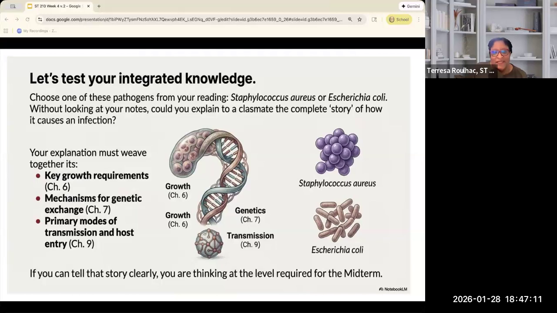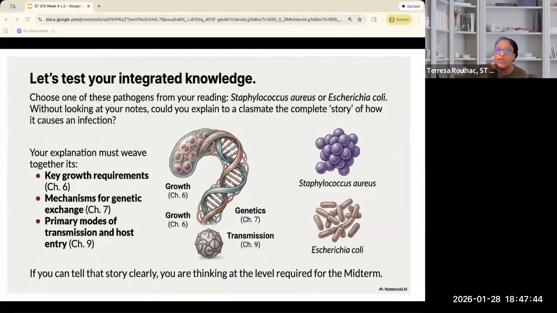All right. We know that the midterm is coming up. This is just a self check. Do not stress out. I want you to choose one organism from your reading, either Staphylococcus aureus or E. coli. Without looking at your notes, this is all just for you, imagine explaining to a classmate how that organism causes an infection from start to finish, based on everything you know from weeks 1 through 4.